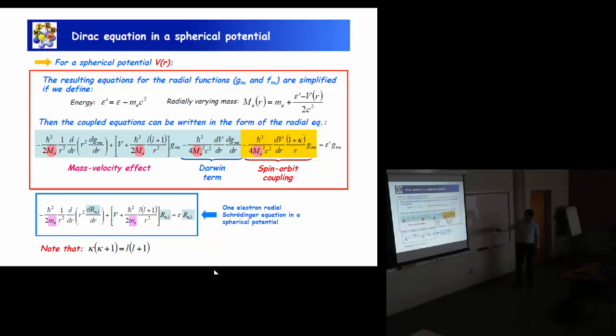You have the Darwin term, which is this very special term due to this erratic movement of the electron at the speed of light. And you have the spin orbit coupling. In fact, you see that we have kappa, which appears here, and that will take into account the coupling between the orbital moment and the spin moment. So you can solve this radial function in such a way to obtain the wave function.